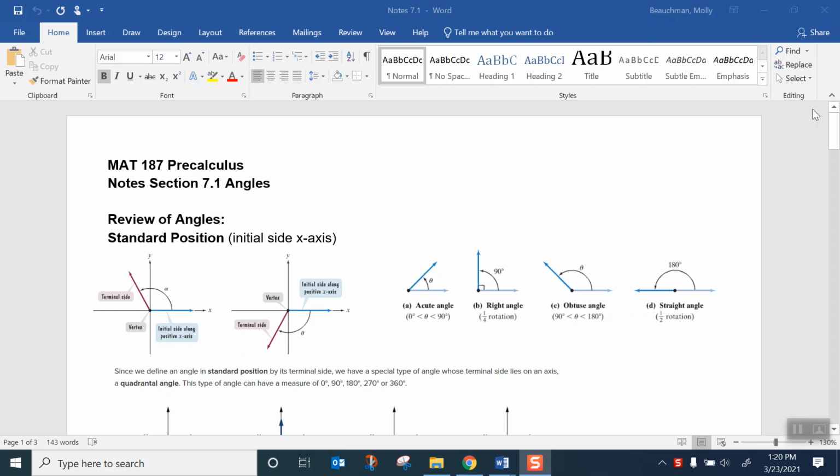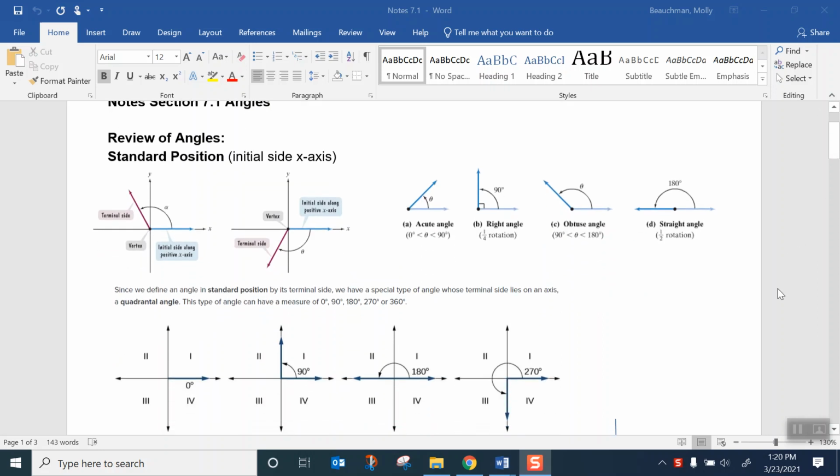In this video, we'll take a look at section 7.1, angles. This is our introduction to trigonometry. So, a review of angles from geometry.